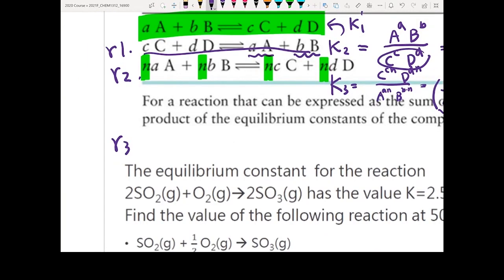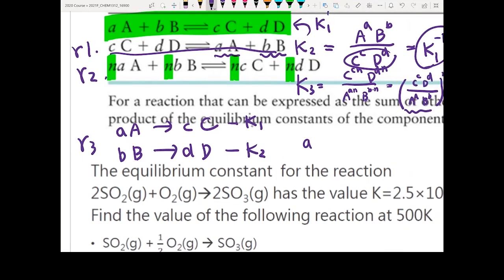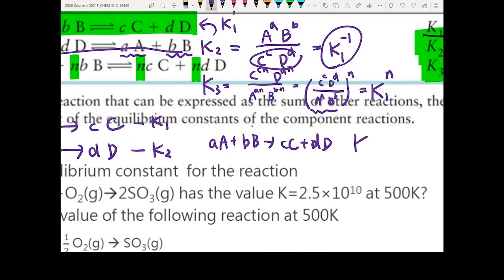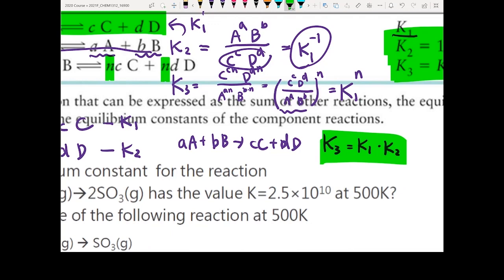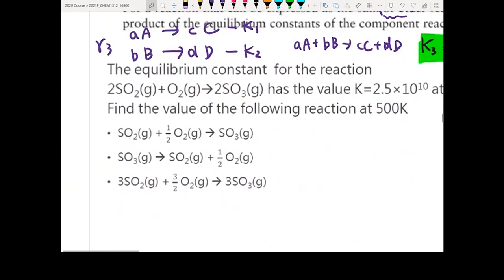Rule number 3: if you have a reaction aA that becomes cC, and bB that becomes dD, with equilibrium constants K1 and K2, and I add them up so that I have aA plus bB giving me cC plus dD, then I have a new equilibrium constant K3. This K3 is going to equal K1 multiplied by K2. So these 3 rules, you need to memorize, and then we're going to apply what we learned to an example.